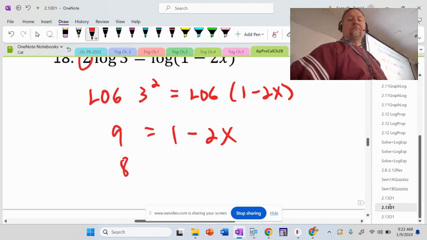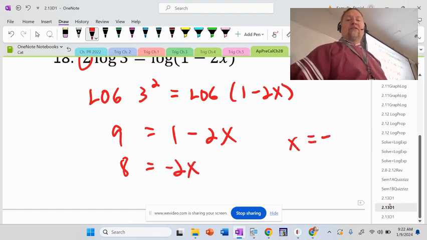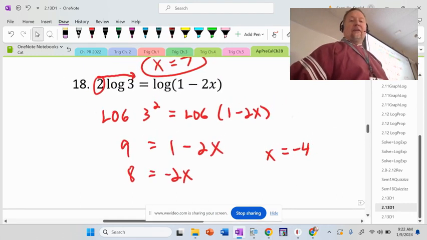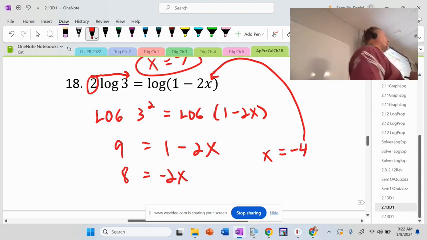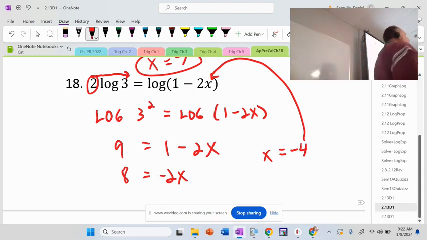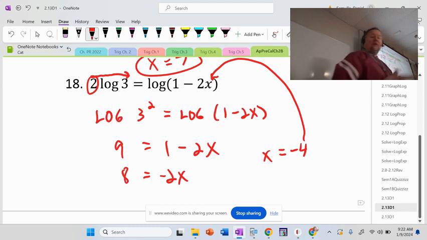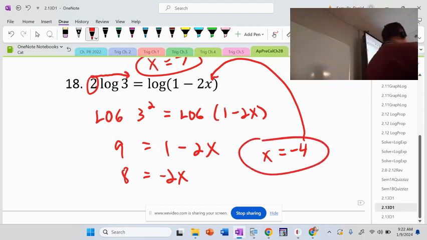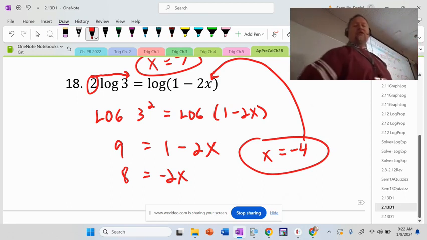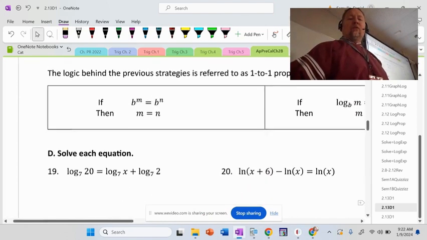Subtract 1. Wait a minute. Didn't I tell you can't have a negative answer? Not necessarily. What happens when I plug in -4? Does this work? What's -2 times -4? 8. What's 8 plus 1? 9. So that doesn't give me a negative on the inside of the logarithm. So domain issues are going to be big tomorrow. That's why tomorrow is another day of solving, but more issues with logarithms. Big issue when you get answers that don't work.